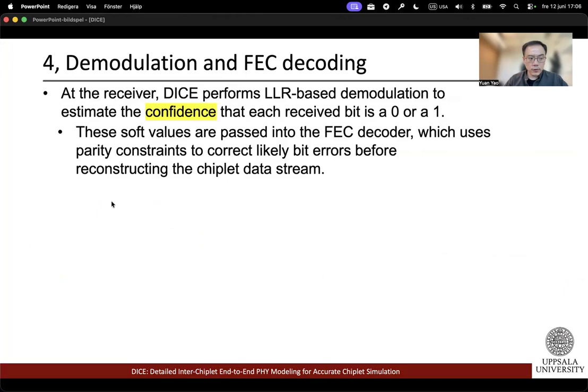At the receiver, DICE performs demodulation and FEC decoding. The receiver computes log likelihood ratios, or LLRs. An LLR is a soft confidence. It does not just say whether a bit is 0 or 1, it predicts how confident the receiver is that a bit is 0 or 1.